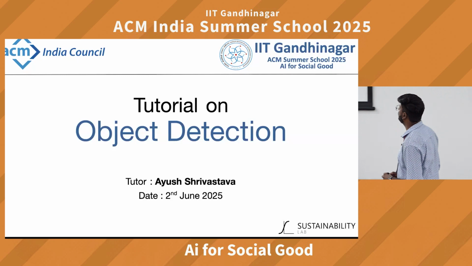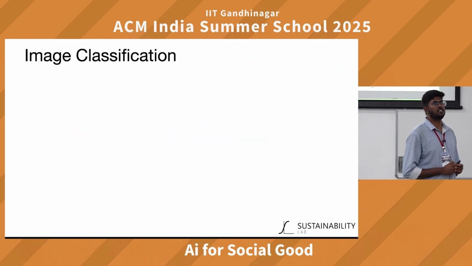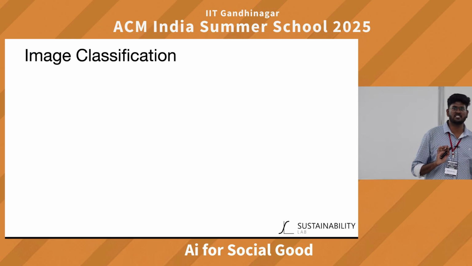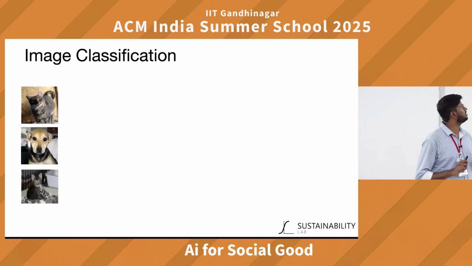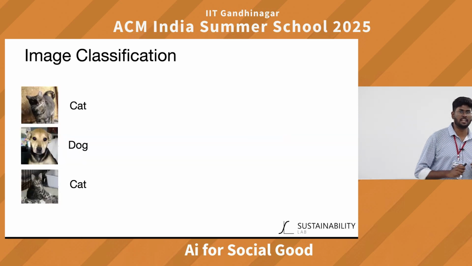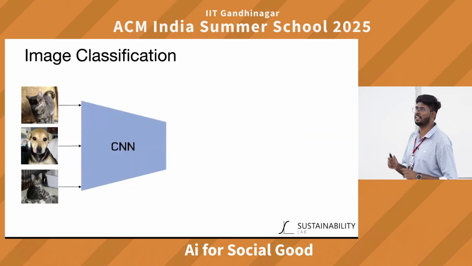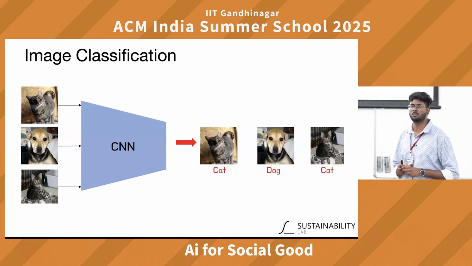We'll do a tutorial on object detection today. For this, we'll initially begin with image classification. I think we all understand what the task of image classification is, right? It's basically that you have some images, you have some appropriate labels for these, and then you pass it through a model, something like a CNN, and you expect it to predict some labels for those classes, correct?